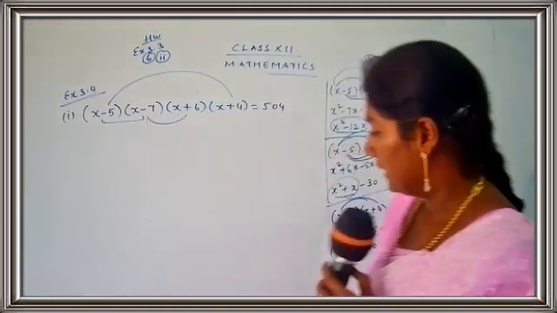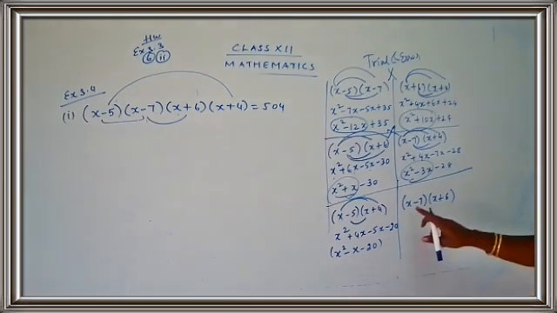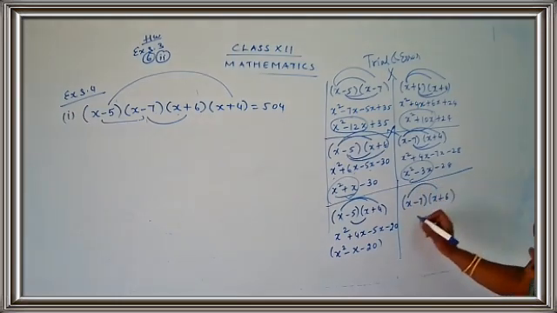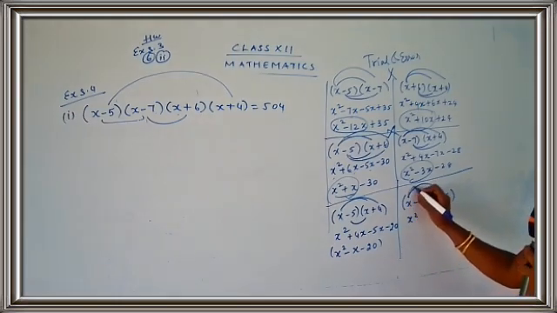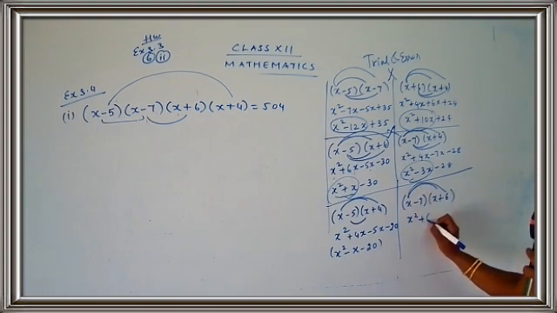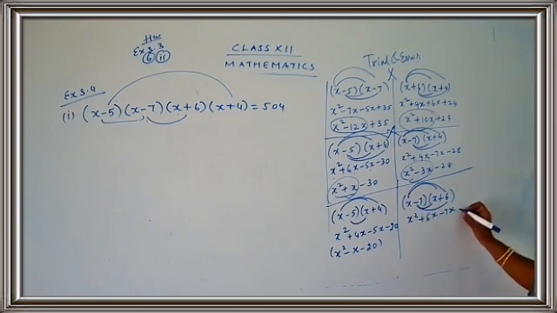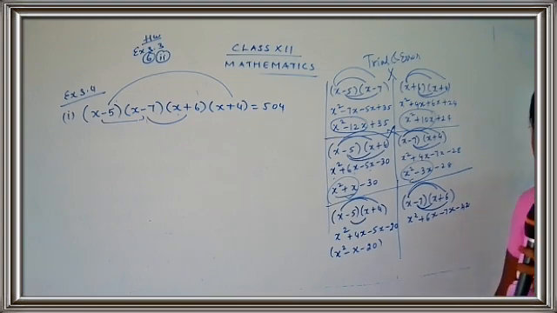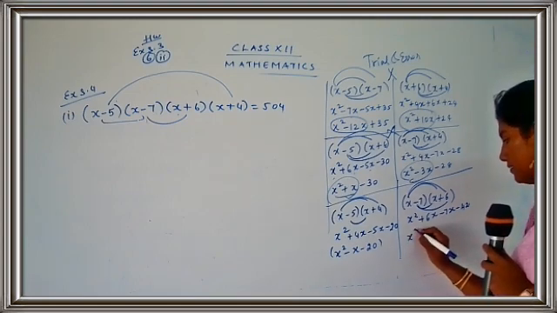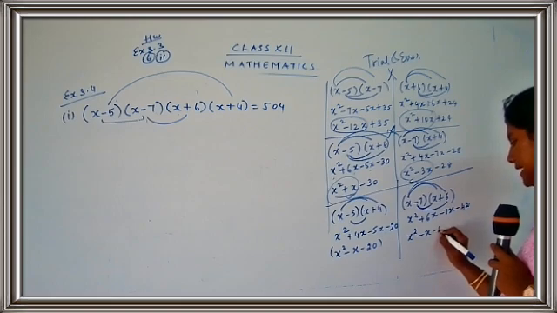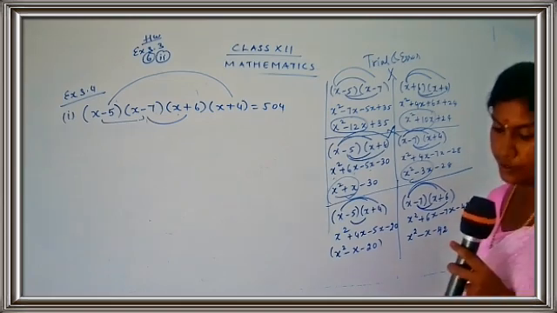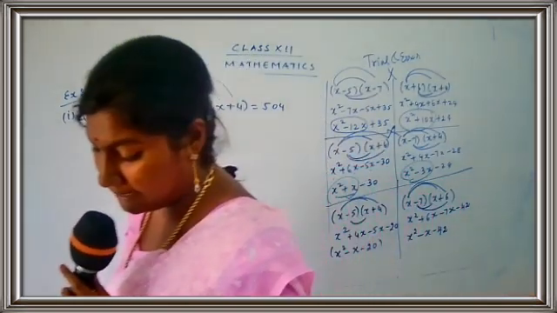Okay, let me check for the next combination. I'll go for this. x into x, x square; x into 6, 6x; minus 7 into x, minus 7x; minus 7 into 6, minus 42. 7 sixes are 42. So what do you get here? x square minus x minus 42.